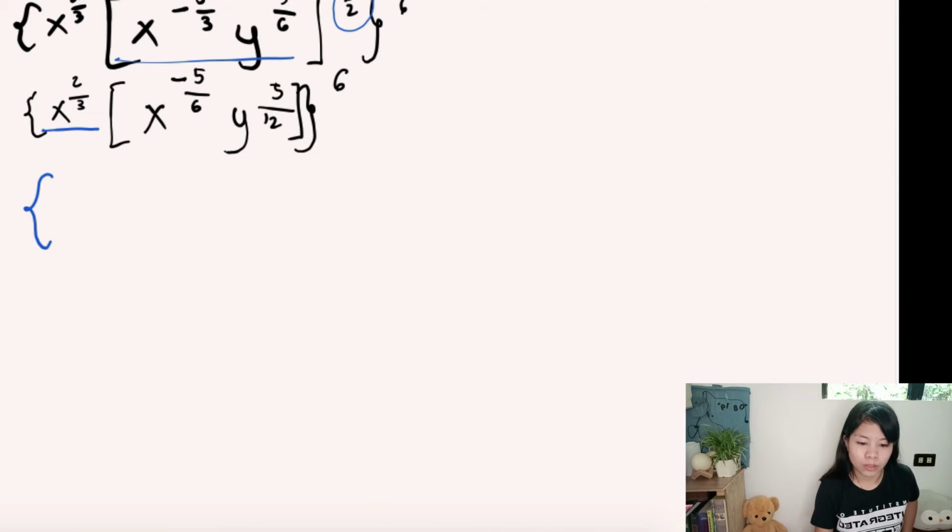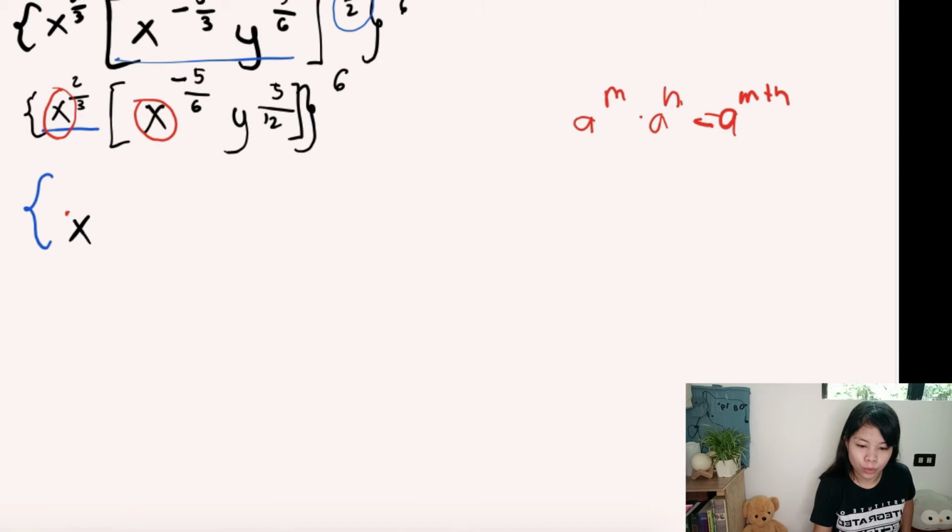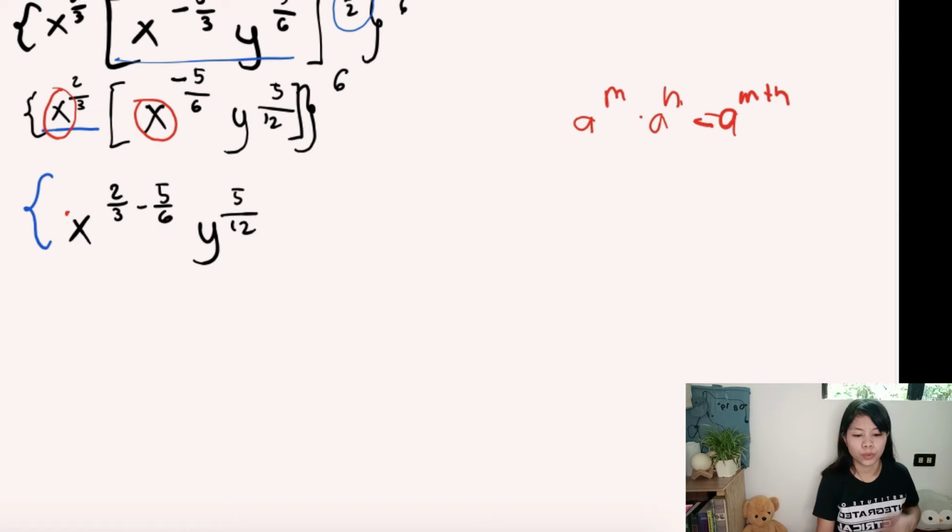Okay? So, same base. Ano lang yung may same base? X. Okay? Ito, same base sila. X at saka X. So, sila lang po yung makakaranas ng a raised to m times a raised to n is equal to a raised to m plus n. So, we have x raised to 2 over 3 plus negative 5 over 6, which is positive times negative is negative, so minus na lang. Y raised to 5 over 12. But wala nangyari sa kanya kasi wala naman tayong i-multiply sa kanya. Okay? Wala siyang kapareho ng base. So, x lang yung meron.